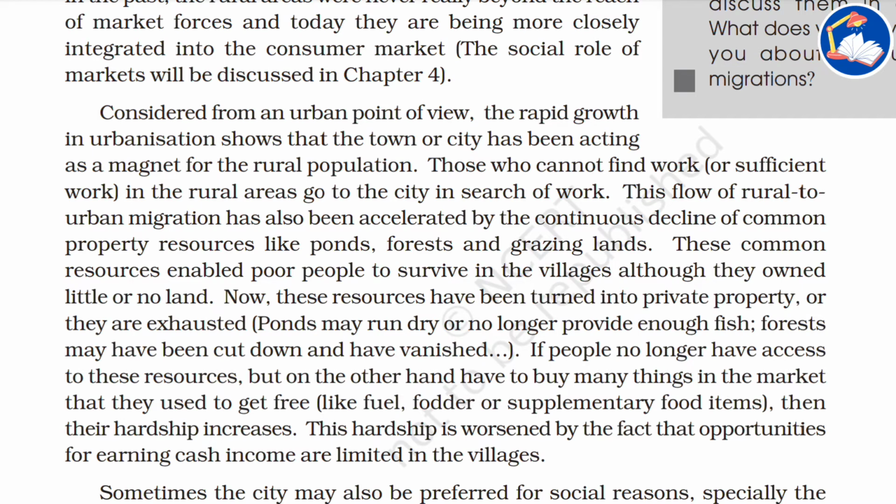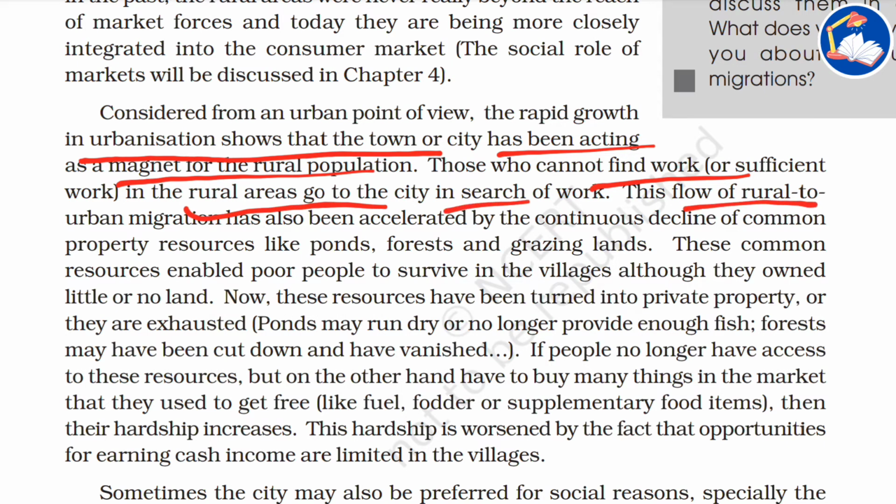Considered from an urban point of view, the rapid growth of urbanization shows that the town or city has been acting as a magnet for the rural population. Those who cannot find work in the rural areas go to the city in search of work. This flow of rural to urban migration has been accelerated by the continuous decline of common property resources like ponds, forests, and grazing lands.